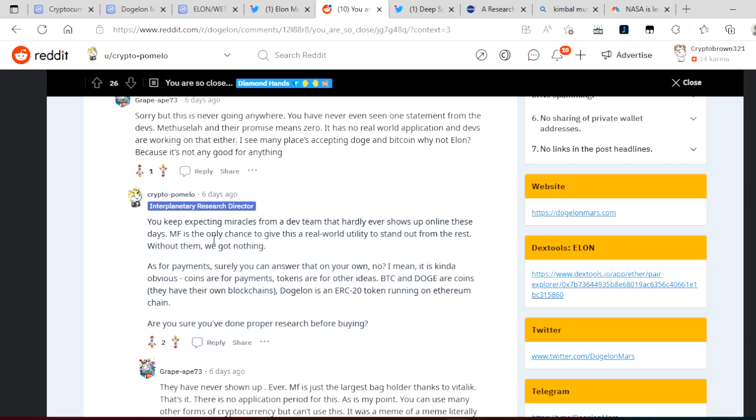Methuselah Foundation is the only chance to get this a real-world utility to stand out from the rest of these other digital assets. Without them, we got nothing. As for payments, surely you can answer that on your own. No, I mean, it's kind of obvious. Coins are for payments. Tokens are for other ideas. Bitcoin and Doge are coins. They have their own blockchain. Dogelon is the ERC-20 token running on the Ethereum chain. Are you sure you've done proper research before buying?